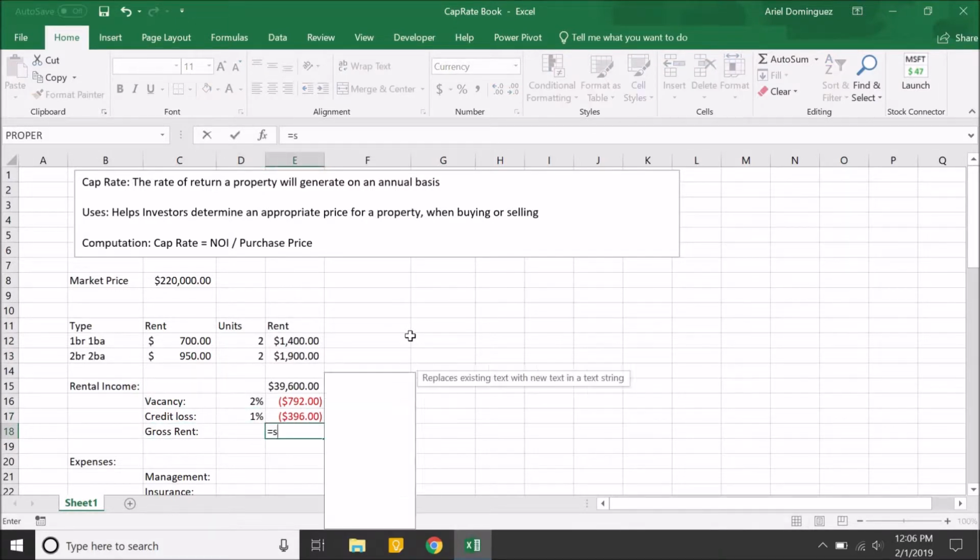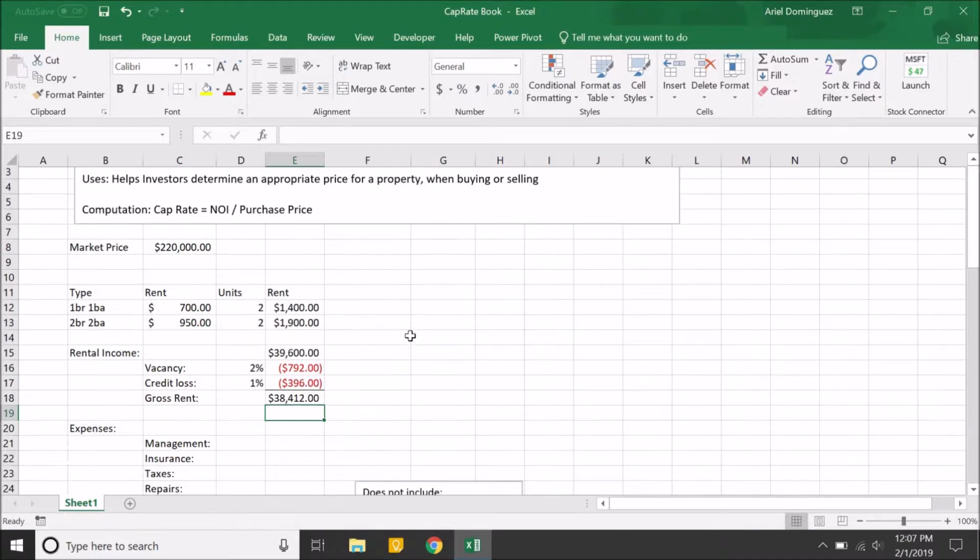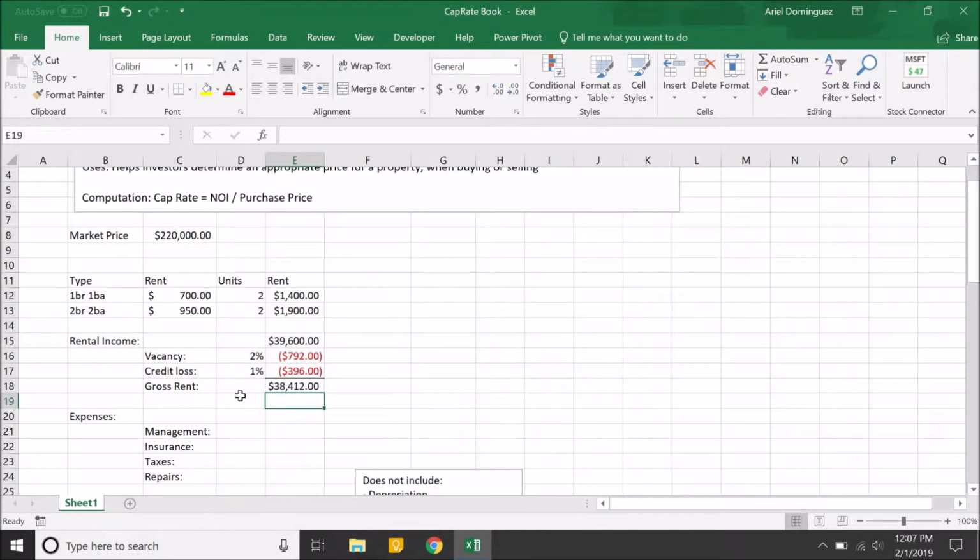And when we add these 3 together, the vacancy, the credit loss, and the rental income, we arrive at the gross rent. So this is the gross amount of rent that your property is generating. Now, this is just your income. We now need to account for the expenses.